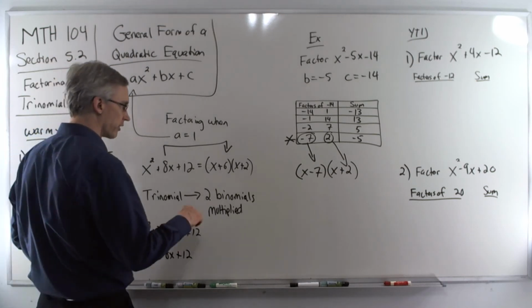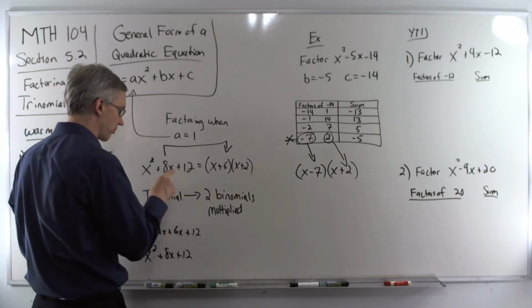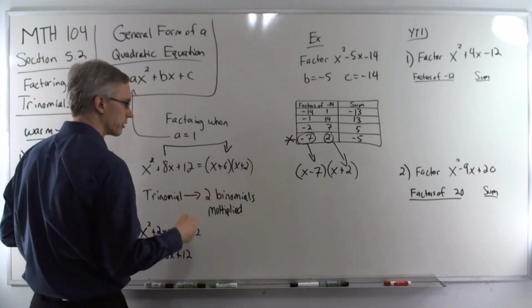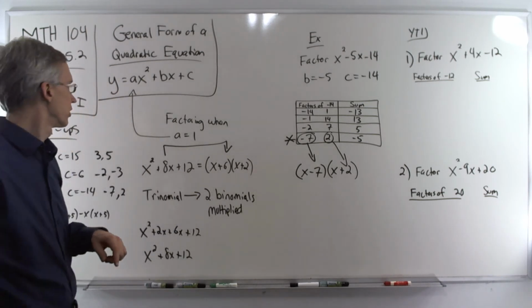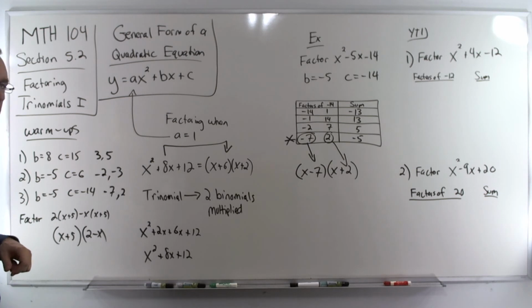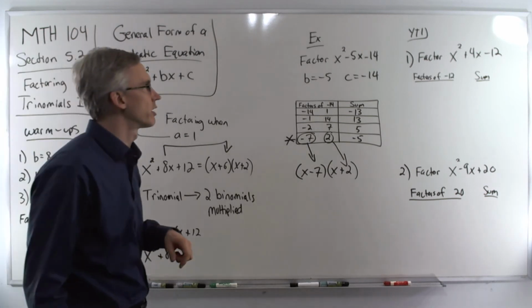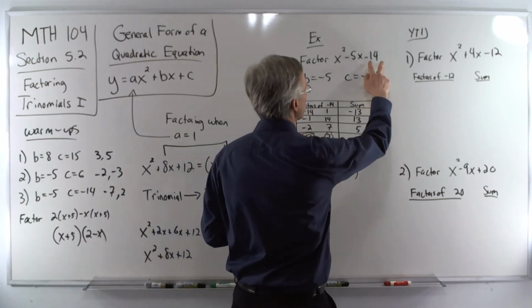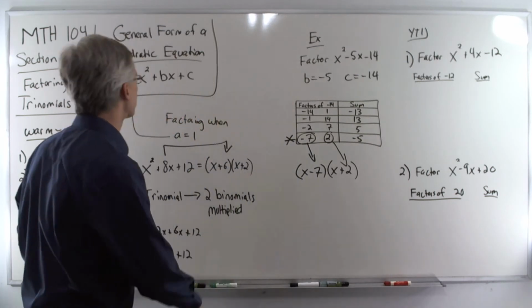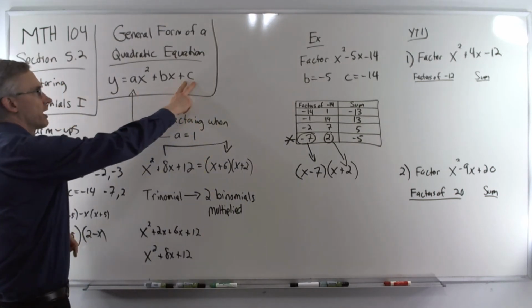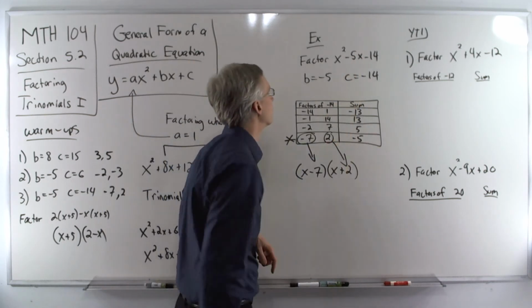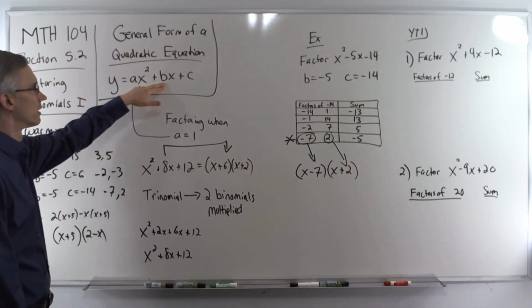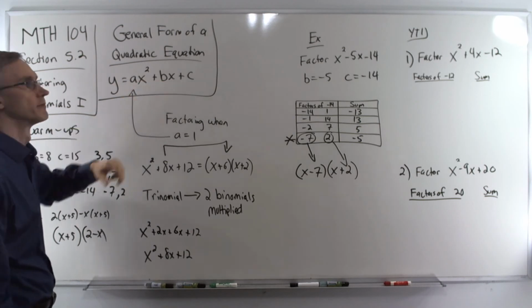So we've been doing FOILing up until now, going in this direction. Now we're going in the opposite direction. Trinomial to two binomials by factoring. So how are we going to do that? We're going to use what we just did in the warm-up. We're going to find two numbers that multiply to be C. C is, in this position, the constant. And those two numbers should add together to equal B, the coefficient on the linear term.